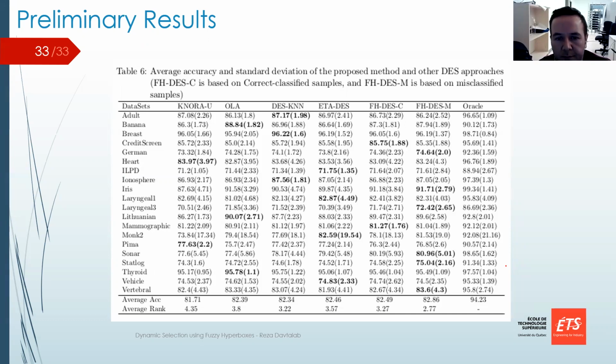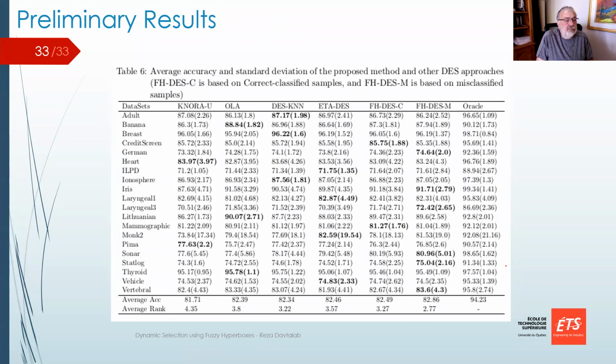Okay, Reza, but based on the new calibration method, are you able to generate a more reliable pool of classifiers? Is the performance of the oracle increased significantly? Yes, I mean, okay, yes. The new approach for calibration increased the oracle accuracy.